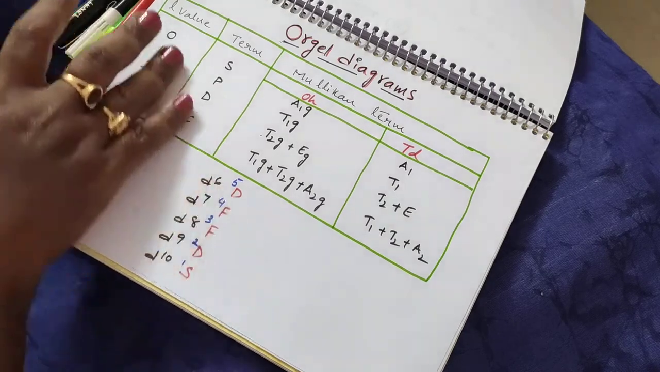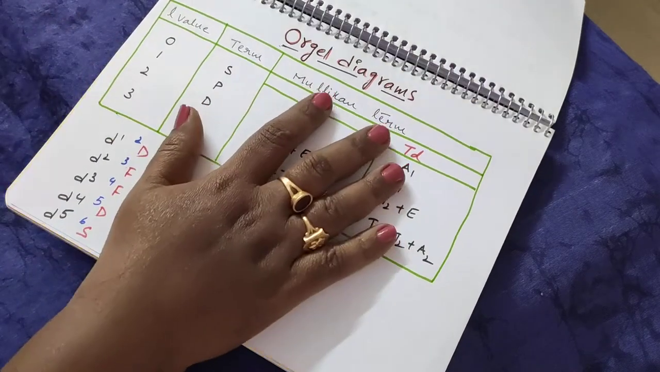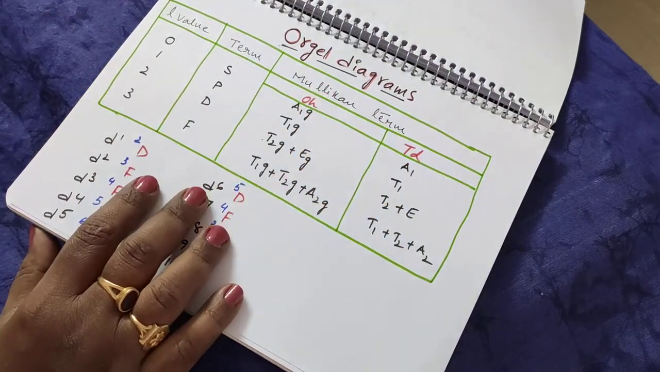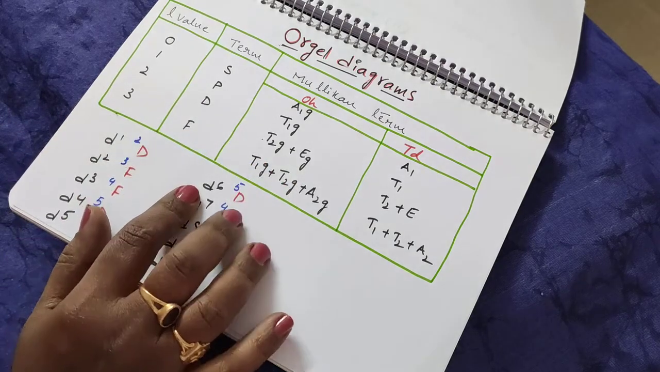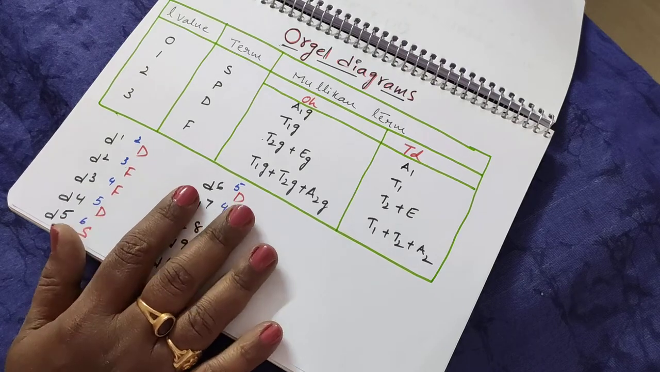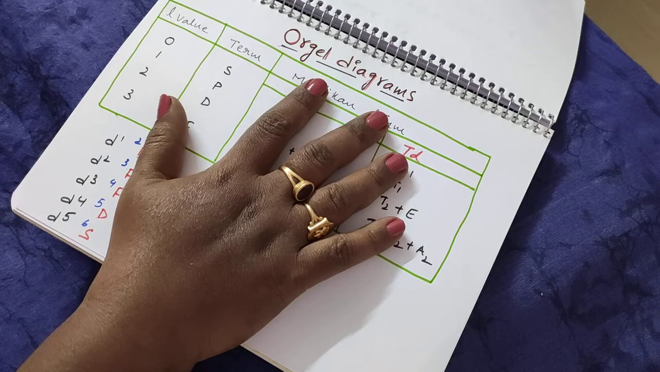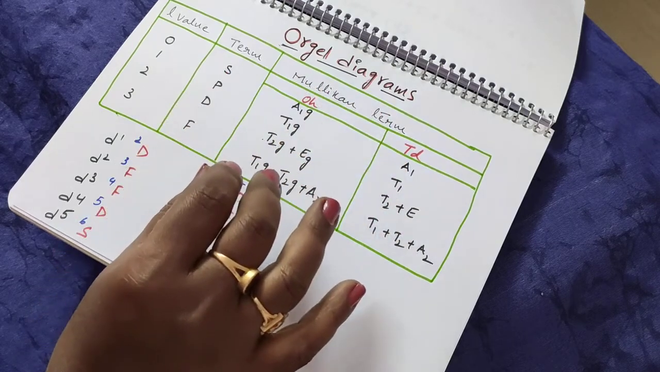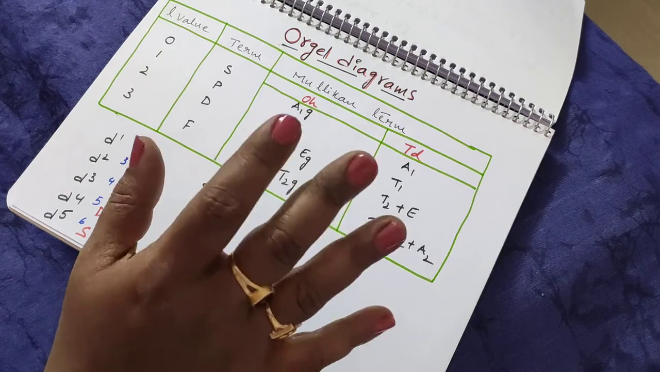Students, in this session we are going to explain about ORGEL diagrams. These are most important for our PG, so we can expect an essay question from this. So what is an ORGEL diagram? An ORGEL diagram is a correlation diagram which shows the relative energies of electronic terms in transition metal complexes.